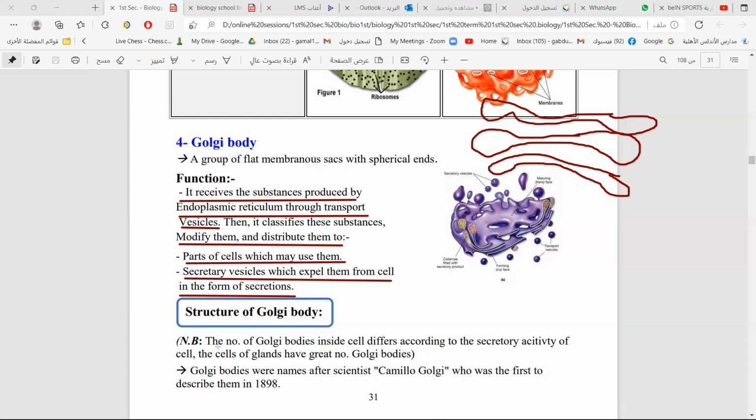The structure of the Golgi body is different according to the secretory activity. So we can see a lot of Golgi bodies in the glands because they produce some secretions. The Golgi body is named after the Italian scientist Camillo Golgi, who described them in the year 1898. This is the Golgi body or Golgi apparatus.